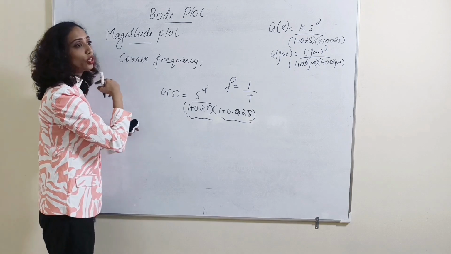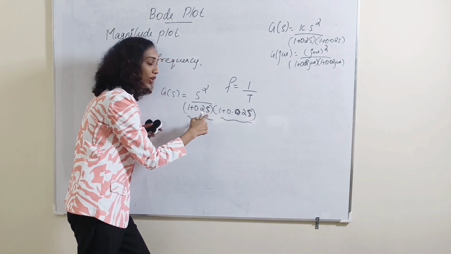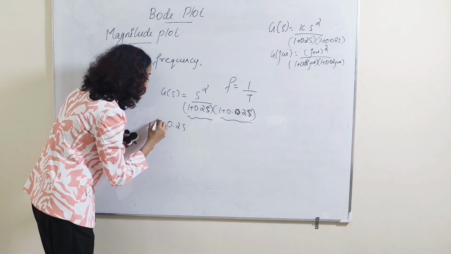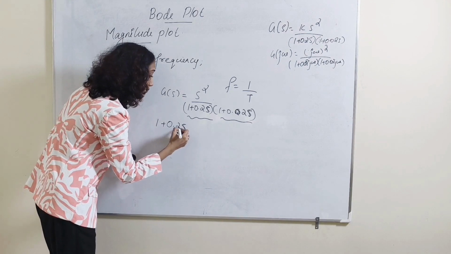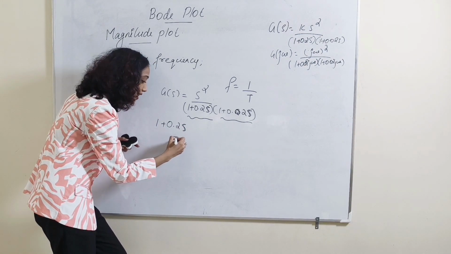1 plus 0.02 s. What is the coefficient coming with s? The coefficient of s is 0.2 in 1 plus 0.2 s. So the coefficient of s is 0.2, and this 0.2 is the time period.